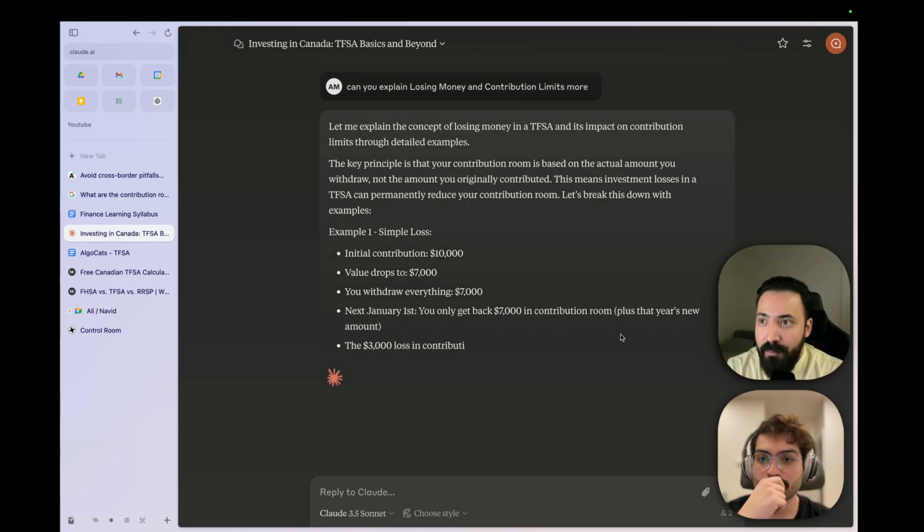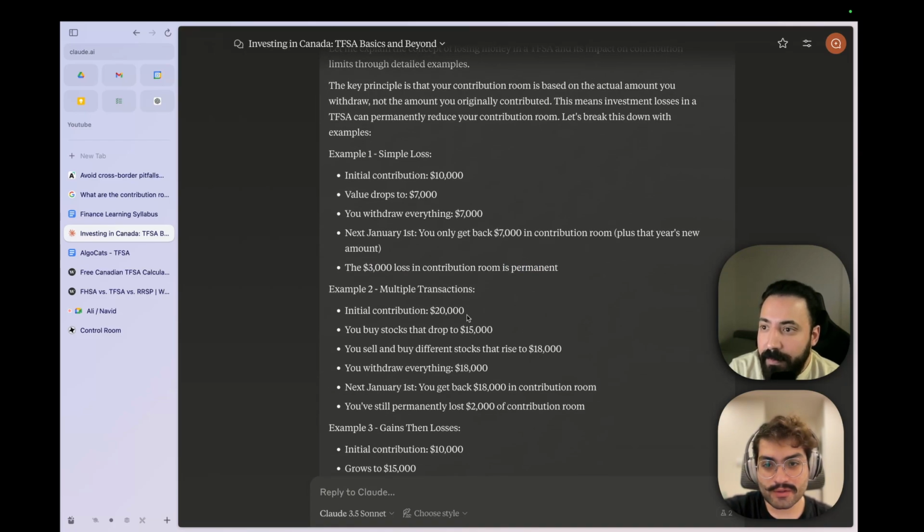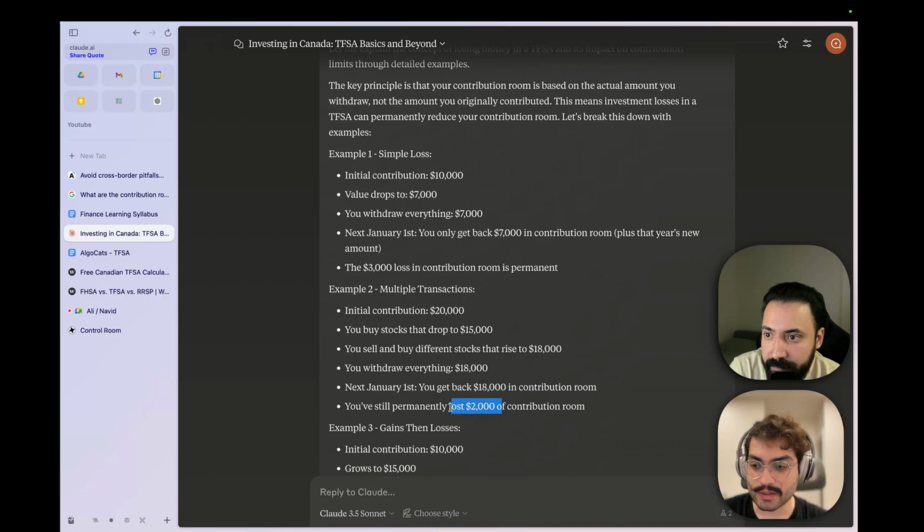Let's look at a few scenarios. You contribute 10K, the value drops to 7K, you withdraw everything, 7K, and you only get 7K in contribution room. So 3K is lost permanently. In another example, you contribute 20K, you buy stock, and it drops to 15K. You sell and buy different stocks, and it rises to 18K. You withdraw everything at 18K. Next January, you get back 18K. So you don't lose the 5K, you just lose the 2K.